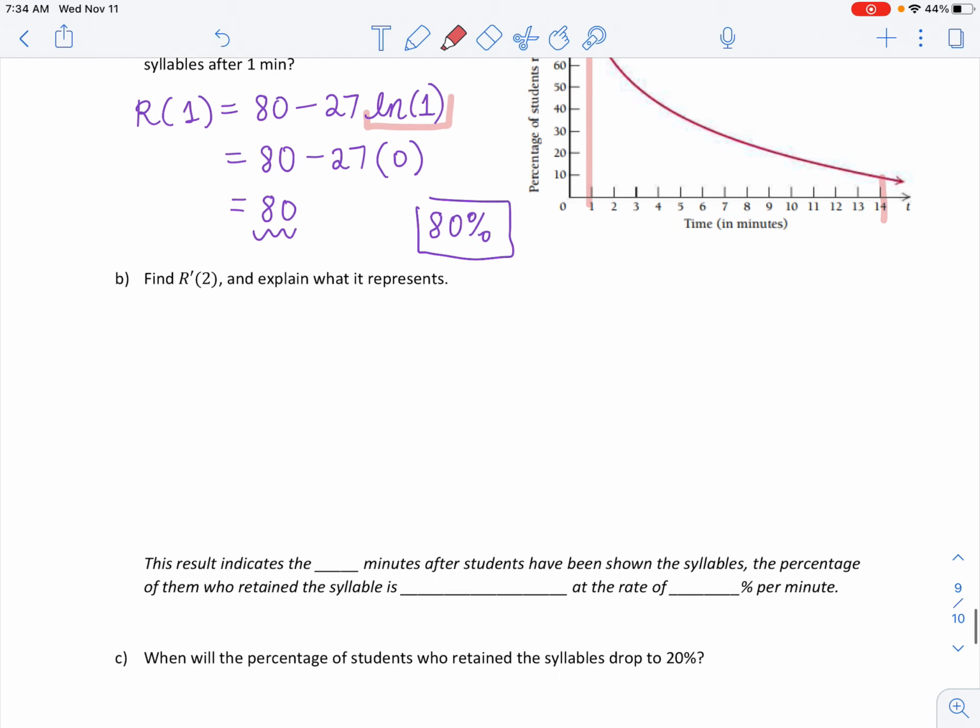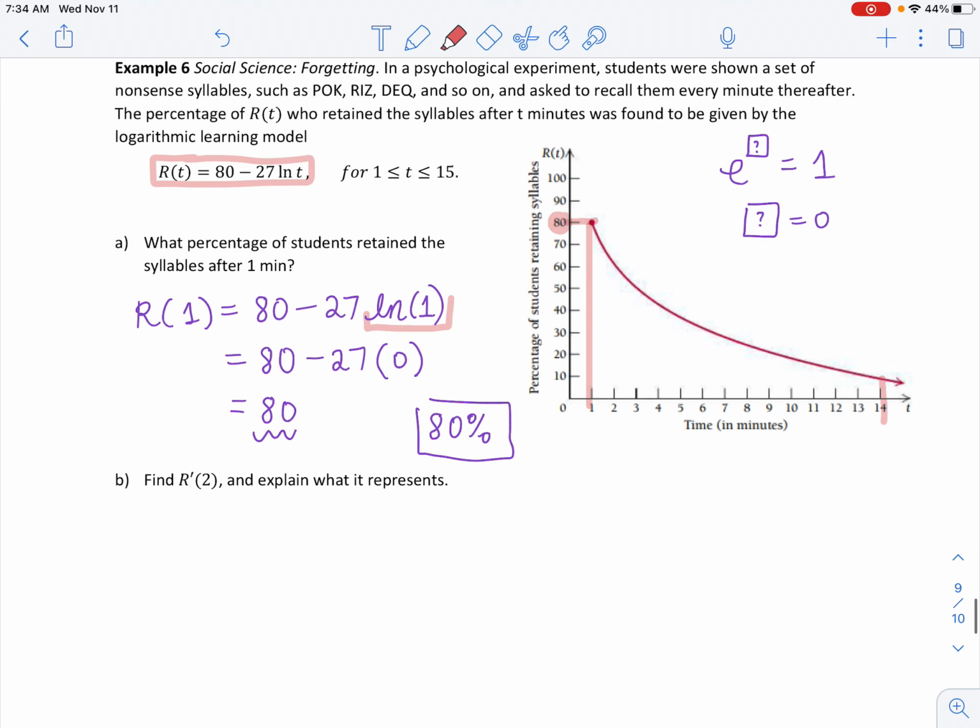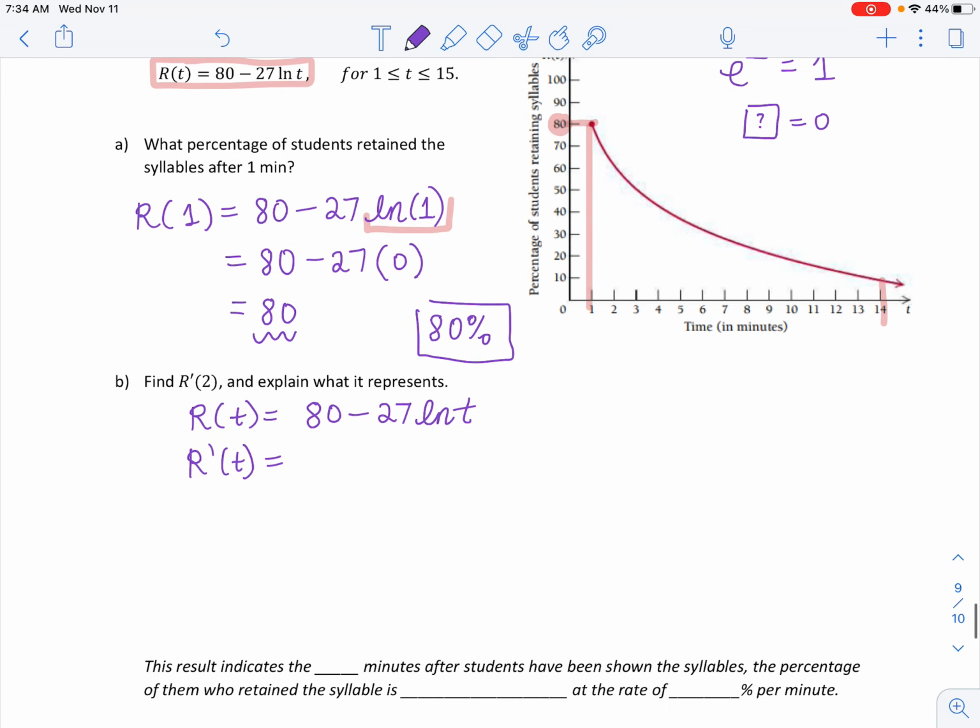Okay. Now let's talk about r prime of 2. Now we have to find the derivative this time. So let's first find r prime of t. So r of t was 80 minus 27 natural log of t. Let's find the derivative of this. Now again, guys, I'm doing this very, very slow today, d of dt, because maybe I'm just waking up too, but I get so worried, you know. I'd rather do this in class with you.